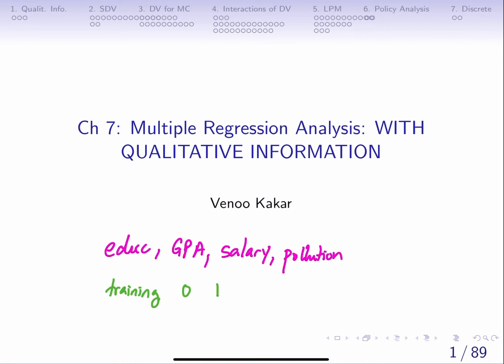Okay, and we could also have other variables such as race or ethnicity, gender, sex, or the region you live in. All of these variables are going to be capturing qualitative information.